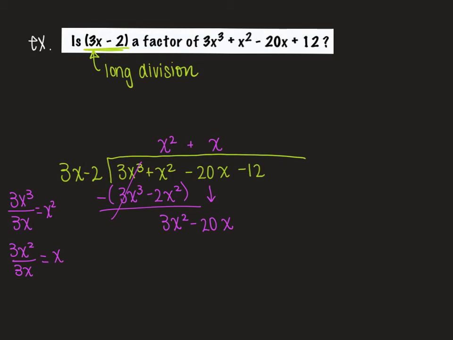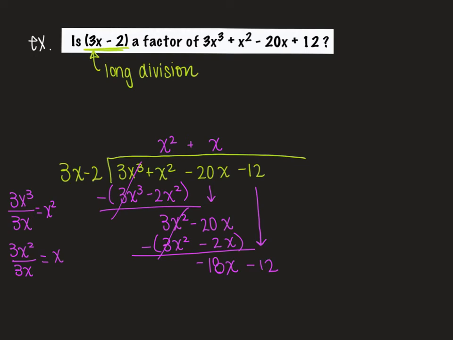And then we're going to multiply. So we'll end up with 3x squared minus 2x. We're going to subtract this whole line. First terms cancel. And then you can see you have minus 20x minus a negative 2x. That really becomes plus. So this is really negative 18x. Bringing down this minus 12.